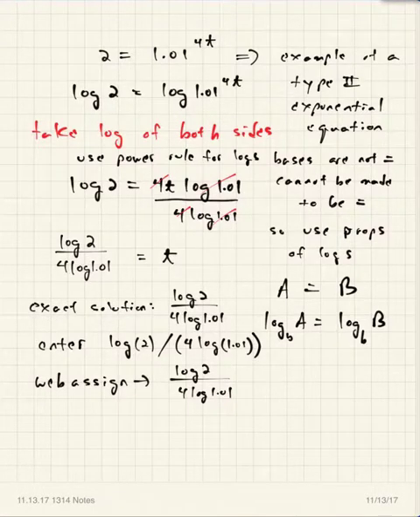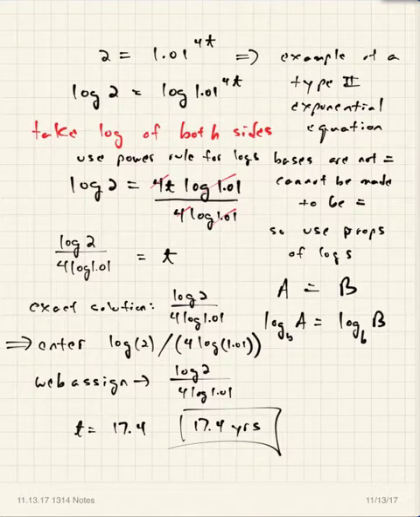But what we're going to do is enter this on our calculator, and you definitely want to enter it like I just did right here. So I have log of 2 divided by, and then I'm putting that denominator in parentheses, and then I have 4 log of 1.01. I close the parentheses off at the end there, and I get about 17.4 years. So t is equal to about 17.4, and that is the answer to the question: it would take about 17 to 18 years for the money to double in that account. So it takes quite a while for it to double like that.